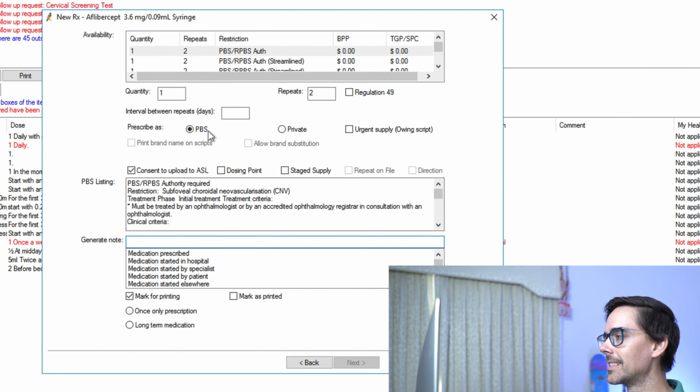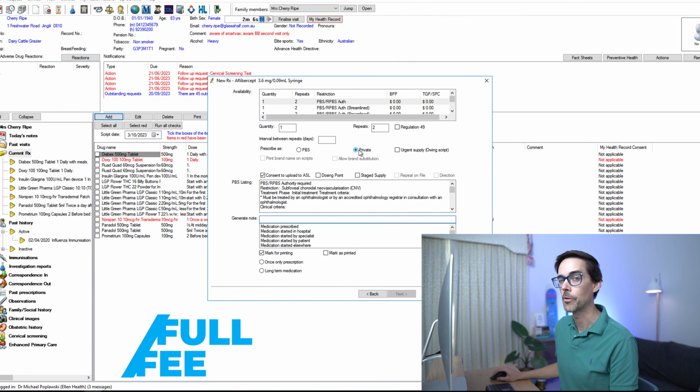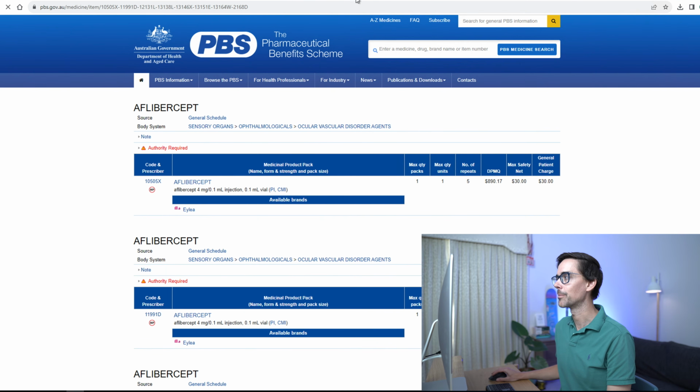And at this point, if you are prescribing on the PBS, you click on PBS and it's automatically clicked for you. However, if you're prescribing it off license or for something else, you would click on private. And in that case, your patient would probably have to pay the full fee for this medication. And to know what the full fee is, well, then you go onto the Pharmaceutical Benefit Scheme website and you put in the name of the drug that you're looking for. So as you can see, the general charge for your patient is going to be around $30 as opposed to over $890.